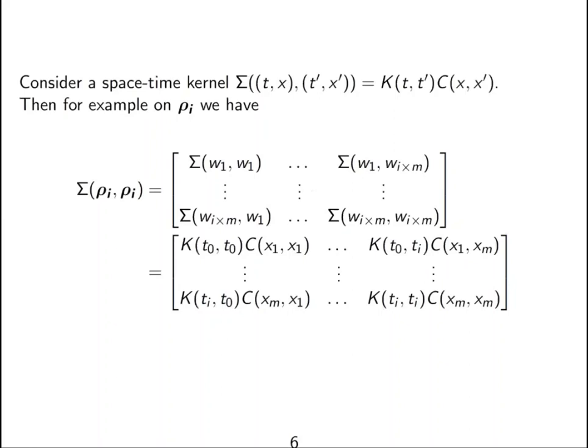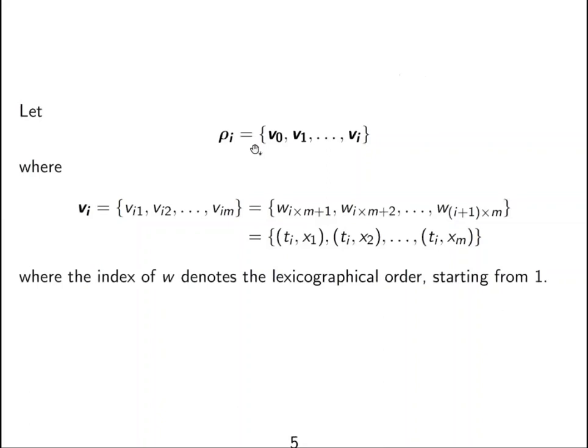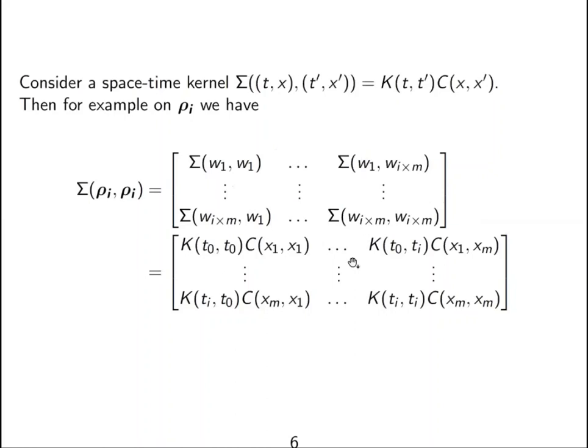So once you order the points lexicographically, you can then reduce the kernel matrix to a two-dimensional matrix, which is easier to work with. So for example, if you have a space-time kernel sigma, that's a function of t and x. Here I defined it in terms of two separable kernels, one in terms of time and one in terms of space. But you don't necessarily have to do that. This is just a convenient choice. So if you want to evaluate the kernel matrix on this set of points, there is a clear way to order them lexicographically.